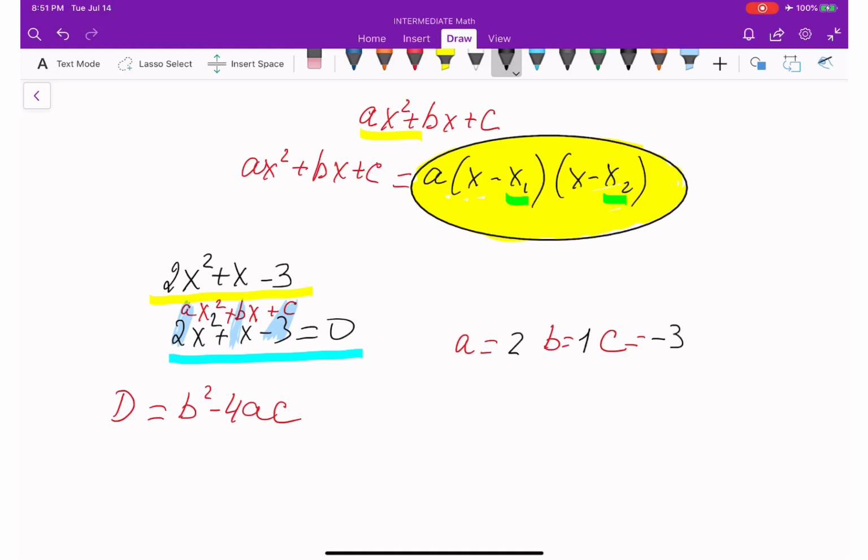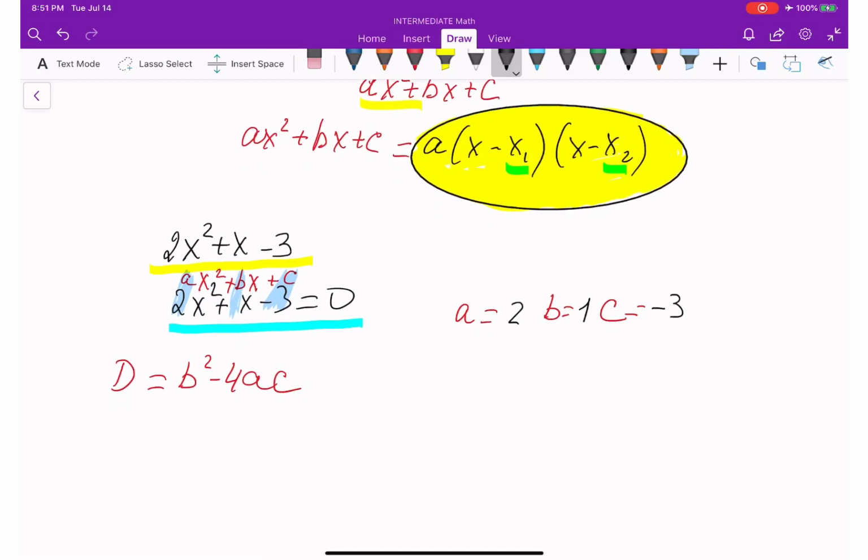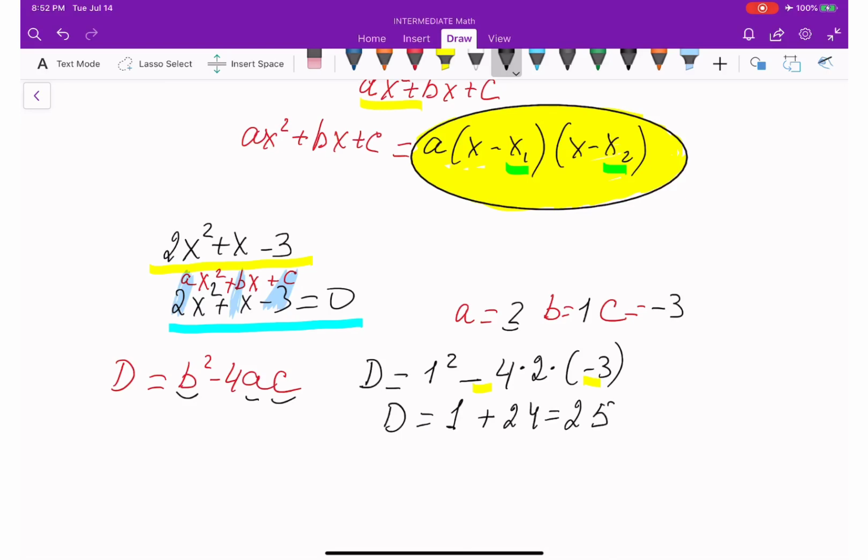Okay, so from here, my discriminant d is going to be equal to b squared, so b is 1 squared, minus 4 times a, my a is 2, and my c is negative 3. So that will be equal to 1, because I have here negative and here negative, in the case of multiplication, negative times negative is positive, so plus 4 times 2 is 8. 8 times 3 is 24, and we get 25. All right, that's the first step.